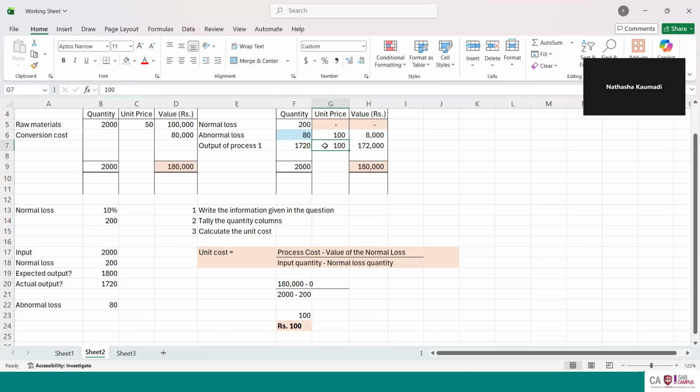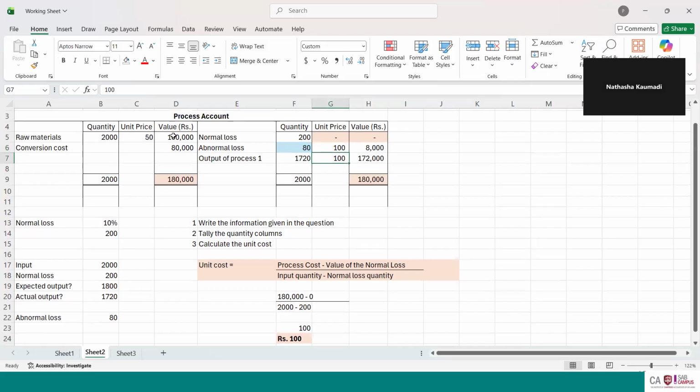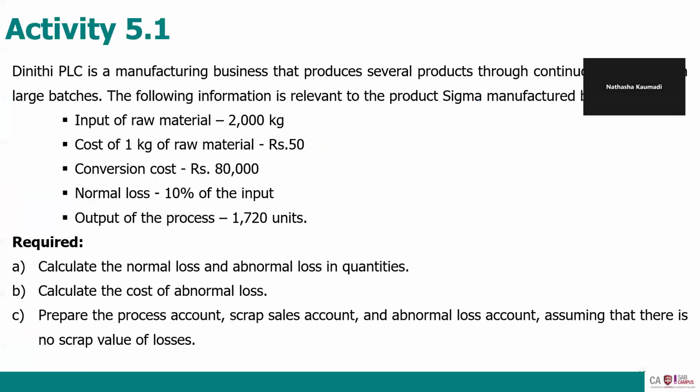1720 multiplied by 100, 172,000 is the value of output. Likewise, I calculate the values. So that's how usually we do a process account. If you take the total values and the value columns are tallying, it's a sign that you have done your process costing correctly. So that is the process we followed for process account activity 5.1. Right, let's continue from there.